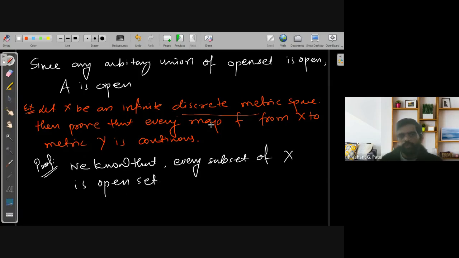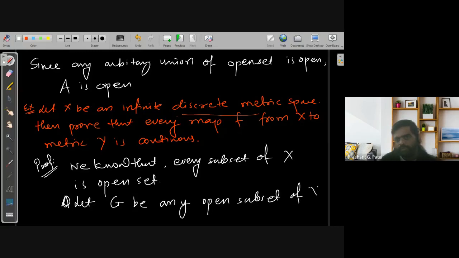Now I want to prove that this F is continuous. So I have to prove that every open set in Y, its inverse image will be open in X. So I'll start with: let G be any open subset of Y.